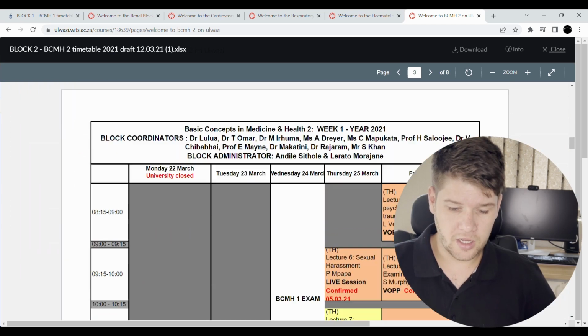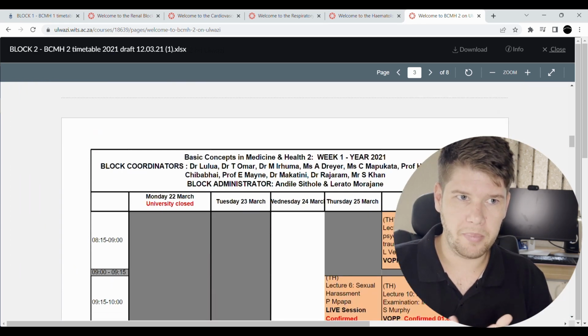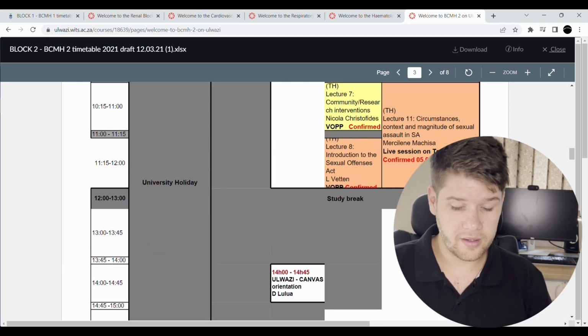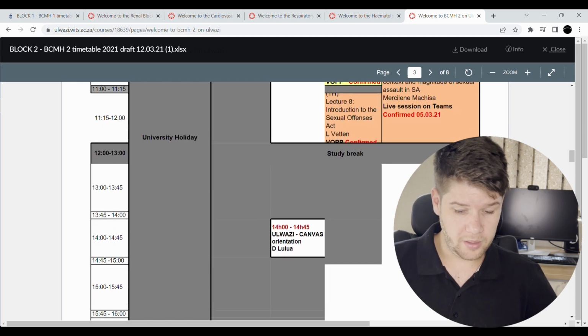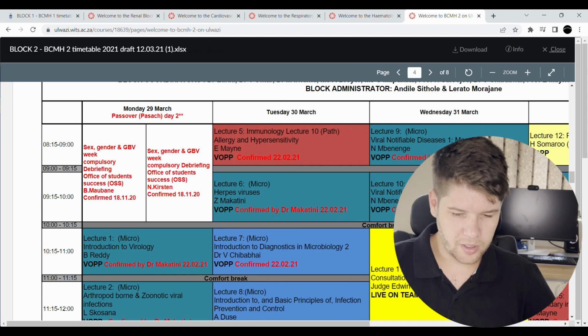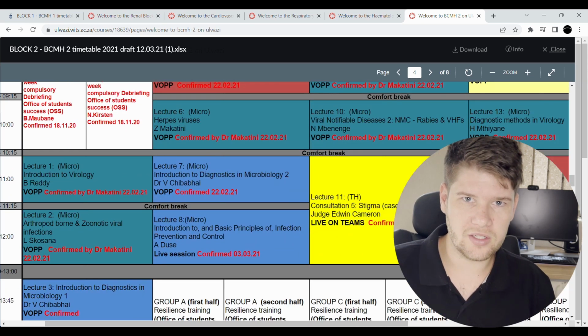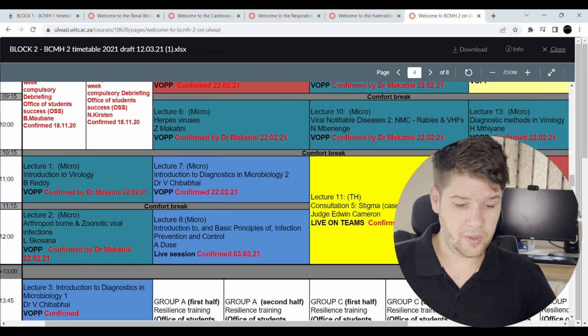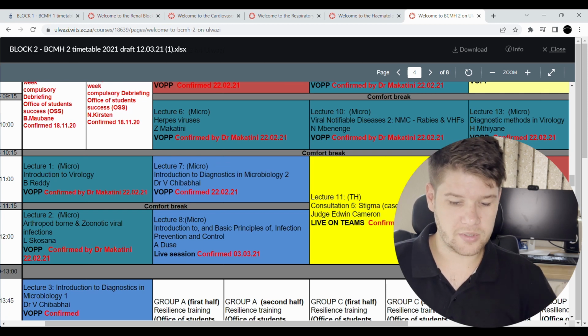Yeah, there is like a gender-based violence week. That's actually quite rough in BCMH1. Our timetable looks like this because there were protests, so we had to cancel exams and so we were writing exams in the gray areas here.